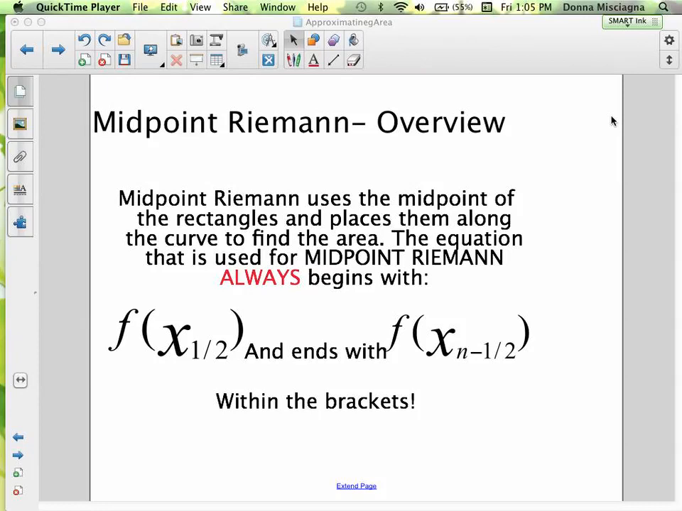Welcome to midpoint Riemann sum. So a midpoint Riemann sum uses the midpoint of the rectangles and places them along the curve to find the area.